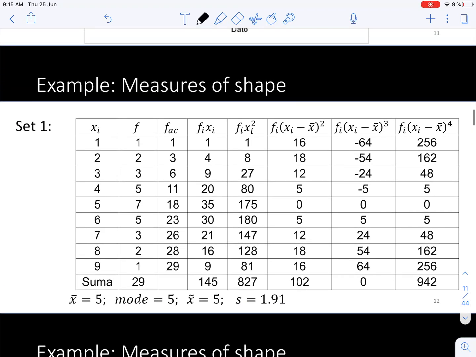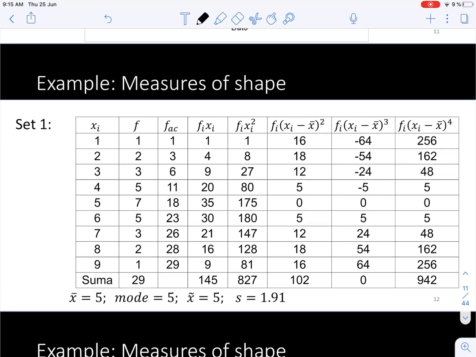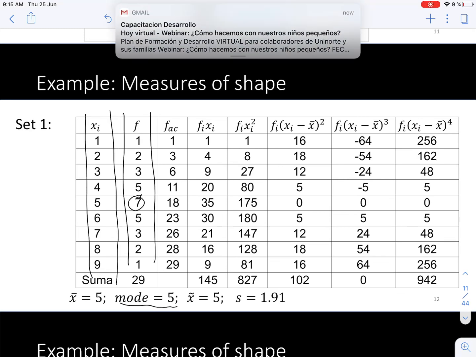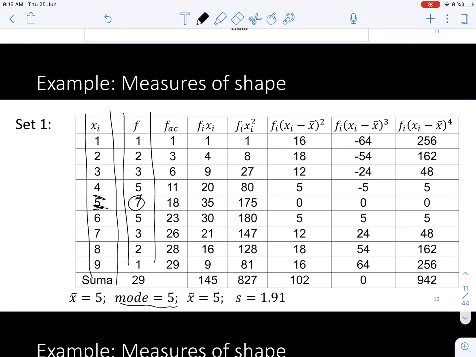So now we can measure the mean, the mode, and find the median. How can we get the mode? It's easy. The mode is just the value with the highest frequency. So we check here the values of the variable, and which value has the highest frequency. The highest frequency is this one, 7. Therefore, when x is equal to 5, that's the mode. It's the value that gets repeated the most. That's for set 1. I'll do it for only one set, and for the other sets you use the same logic.